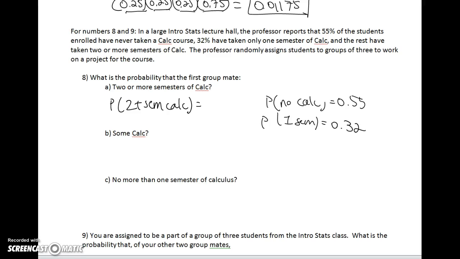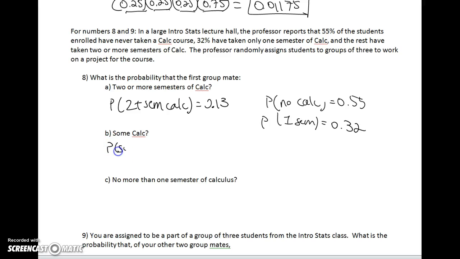Take a moment to read this last example and write down your givens, and then we'll go through the problems. Okay, so what's the probability that you had 2 or more semesters of calc? Well, that would mean that it's not included in the first 2 categories. So we're going to do 1 minus 0.55 minus 0.32, and that gives us 0.13.